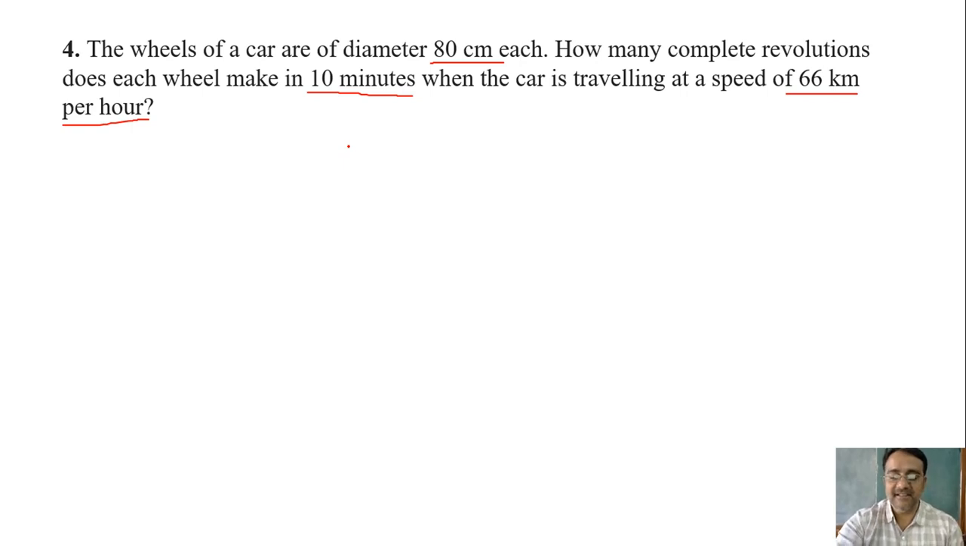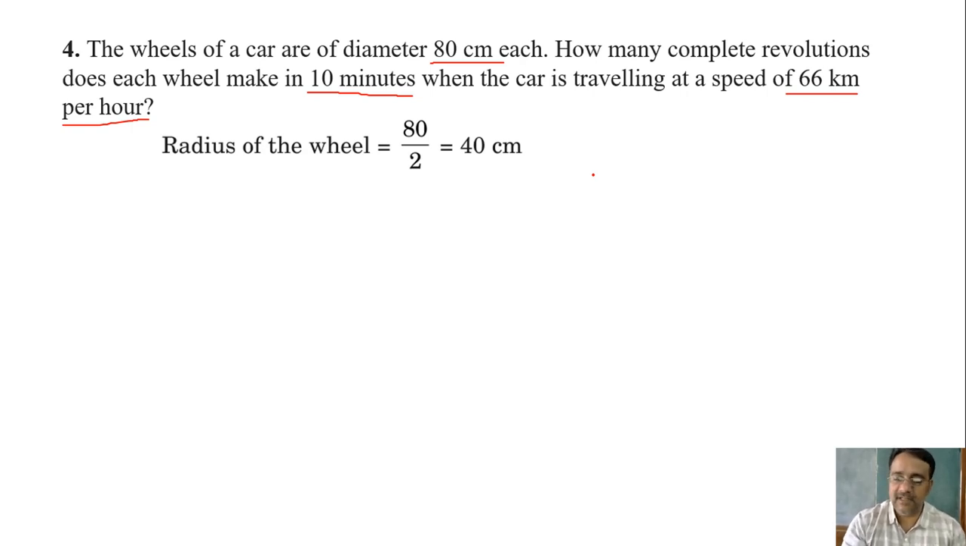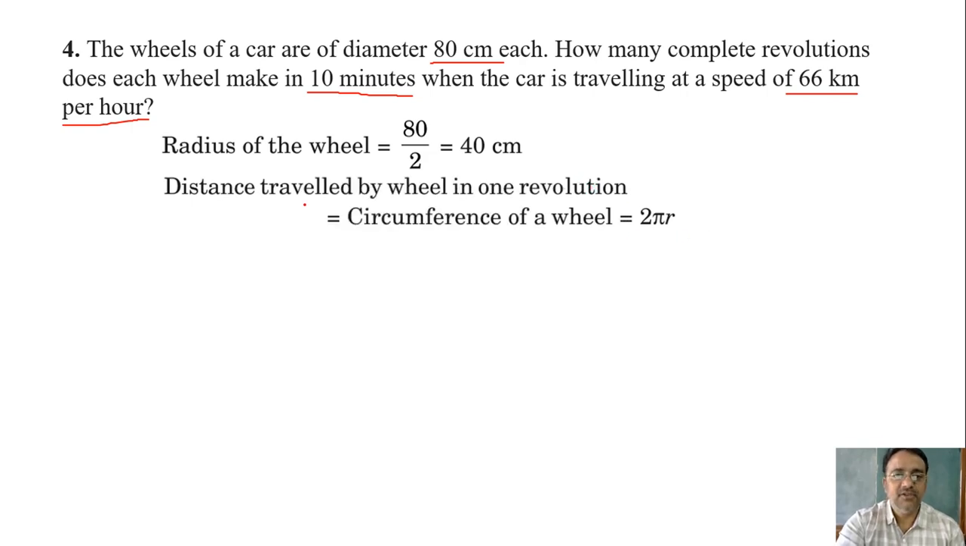So what will be the radius? 40 centimeter. Right, 40 centimeter. And just now I told you the formula that distance traveled by wheel in one revolution will be equal to the circumference. So what is the circumference formula? 2 pi r. So distance traveled by wheel in one revolution is 2 pi r. So the value of pi is 22 by 7 and radius is 40 centimeter.